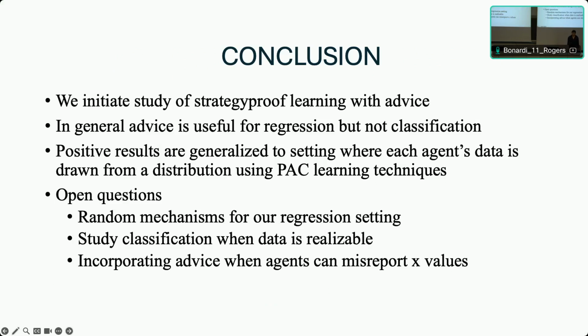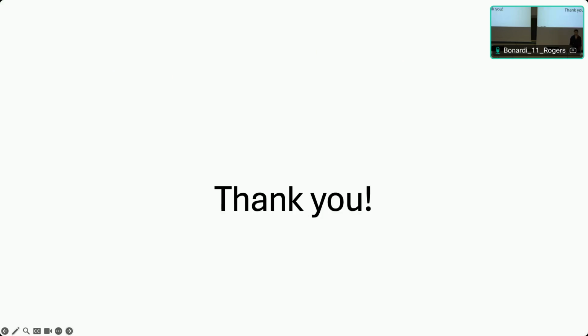And in terms of open questions in this area, of course, we could consider random mechanisms for our regression settings. We can study the classification when data is realizable. And we can also consider incorporating advice when agents are able to misreport their actual input values instead of their labelings. So thank you for your time, and I'm happy to take questions.